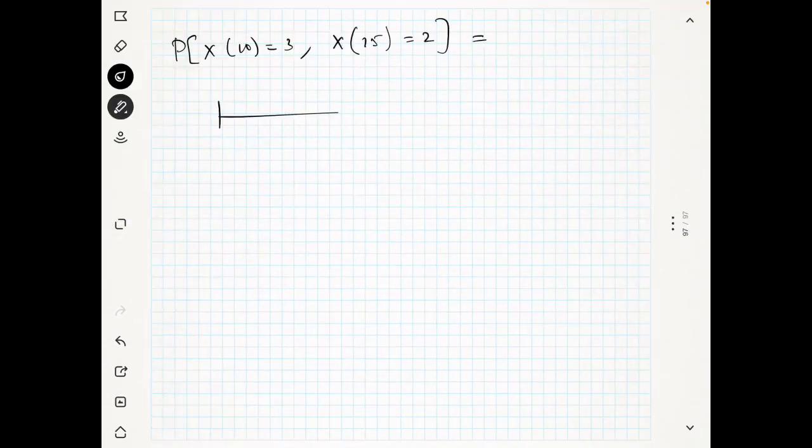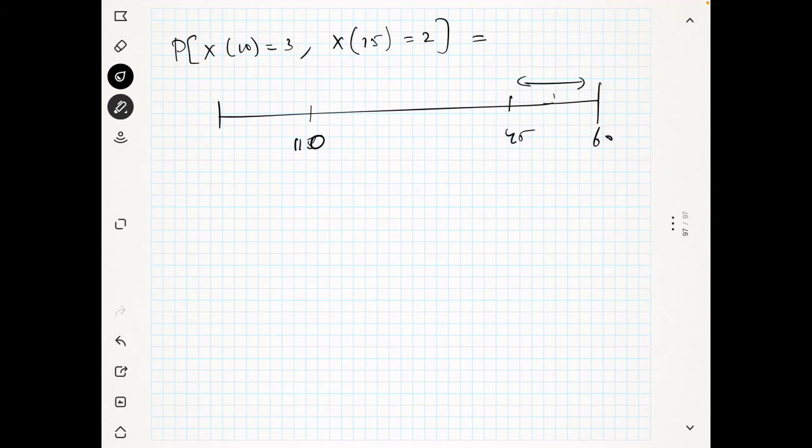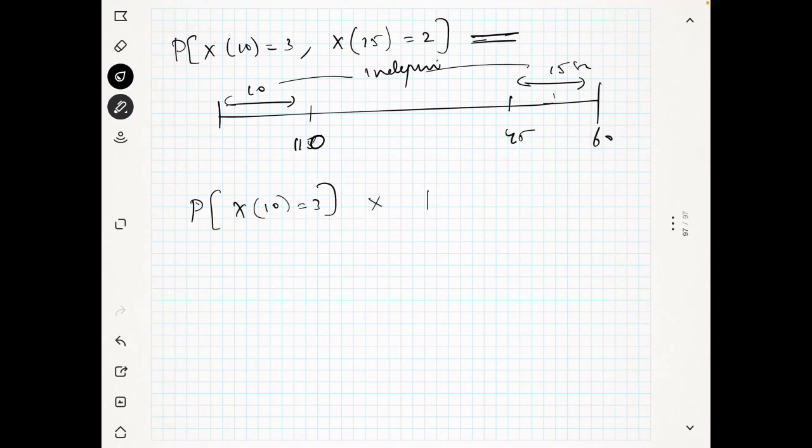These 2 intervals are the first 10 seconds and the last 15 seconds. This is the 60th second, so 45 is the start of the last 15 seconds, and this is the first 10 seconds. All these intervals are independent. I told you all these are independent, so we just need to multiply the probabilities. This is the probability that X of 10 is equal to 3 multiplied with the probability that X of 15 is equal to 2. How to obtain this? We have seen this.